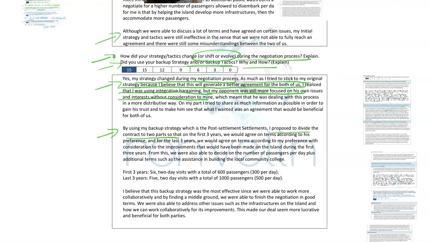And that was it. So it was mostly around his backup strategy that he shifted. And it would have been good for him to include something about a backup tactic, because typically when we shift our strategies, our tactics change as well. But more or less, he's on track here.